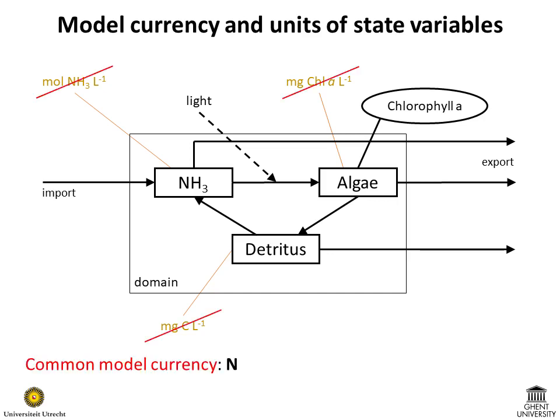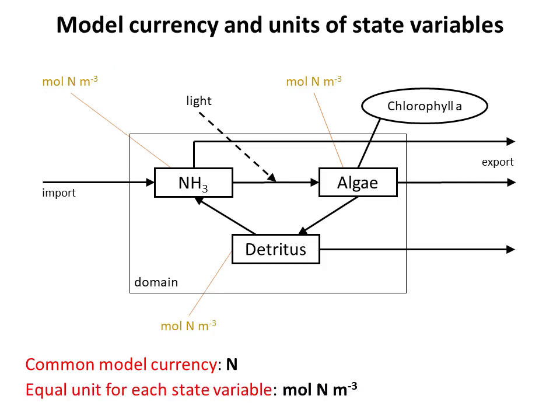However, to simplify the model development, it's often better to use a common currency for all state variables. In this example, we are interested in the flow of nitrogen in the lake ecosystem. Therefore, the best approach is to express each state variable in moles of nitrogen. And because all state variables represent the amount of nitrogen per volume of water, all of them can have the same unit, moles of nitrogen per cubic meter.